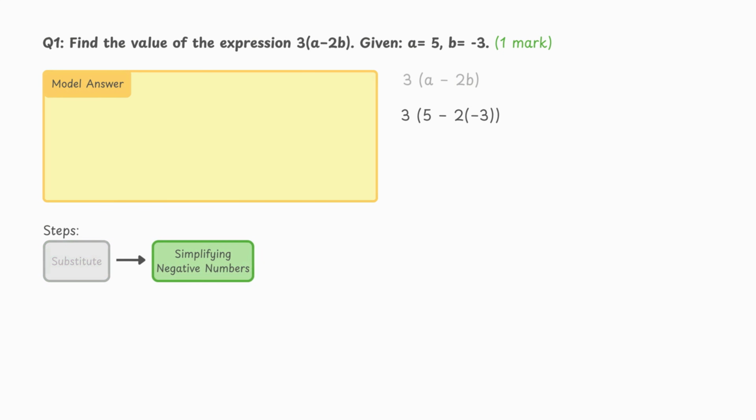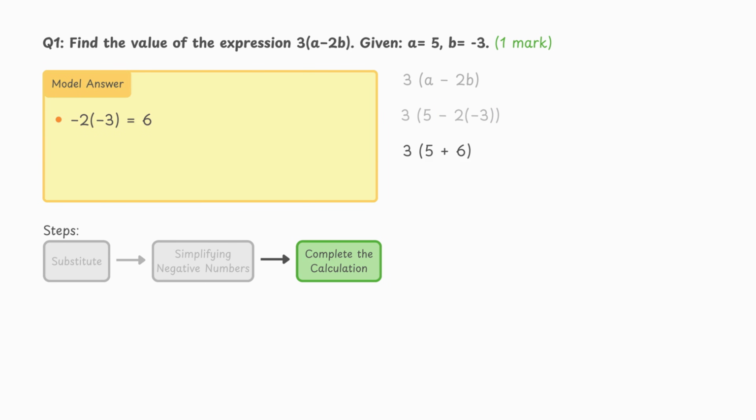At this stage, many students make a mistake by trying to do 5 minus 2 first. However, we must follow the order of operations. Inside the brackets, we calculate the multiplication before the subtraction. So let's work out -2 multiplied by -3. A negative multiplied by a negative gives a positive. Therefore, -2 multiplied by -3 equals +6. Now we can rewrite the expression as 3 open bracket 5 plus 6 close bracket.